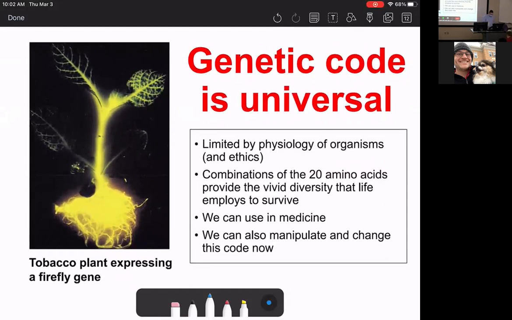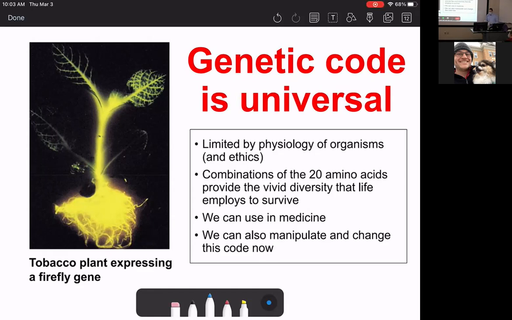All right, enough distractions. Genetic code is universal. Behold the glow in the dark firefly gene tobacco plant. Smoking this would not have any difference, sadly, but it looks cool and it shows that we can do this. Remember all the glow in the dark animals you've ever seen? Yeah, it's totally easy to pop a gene into something and it'll just happen.